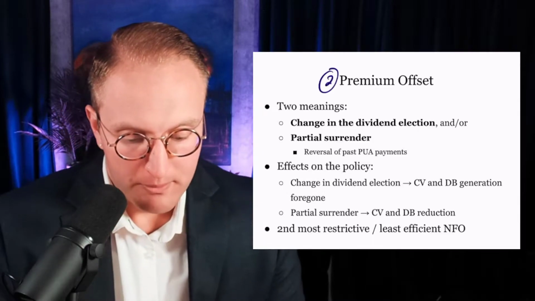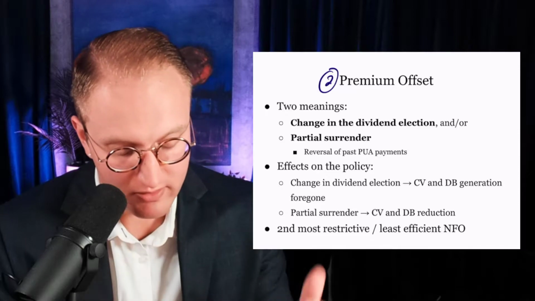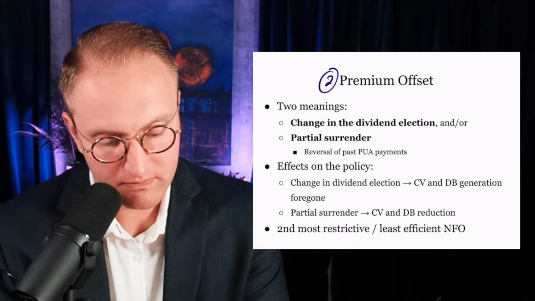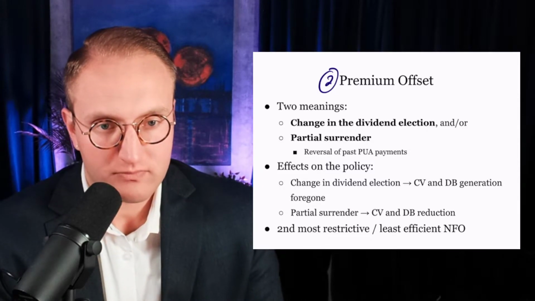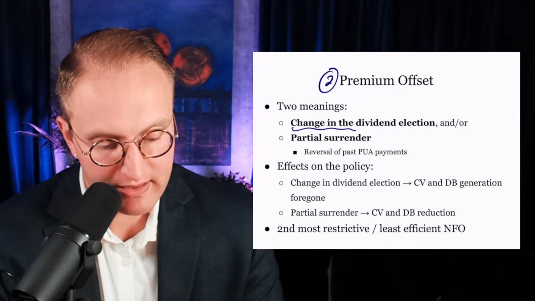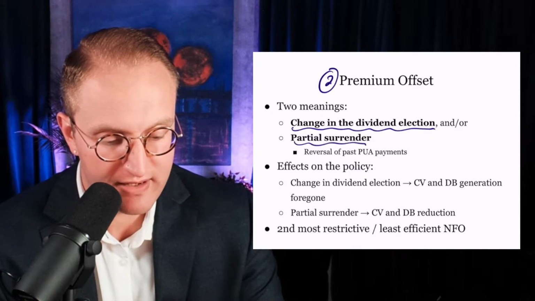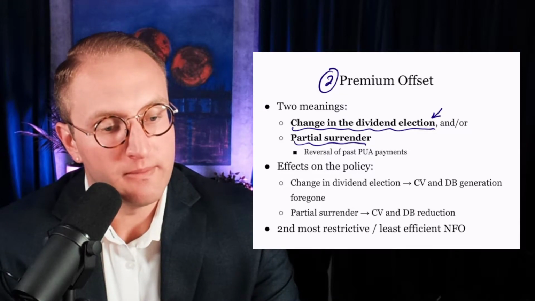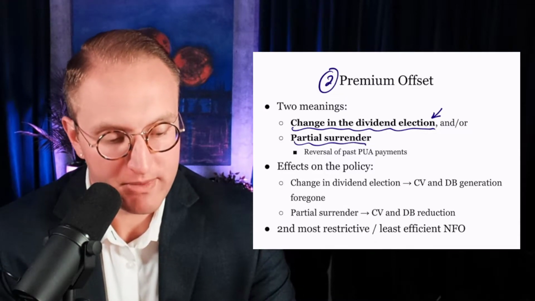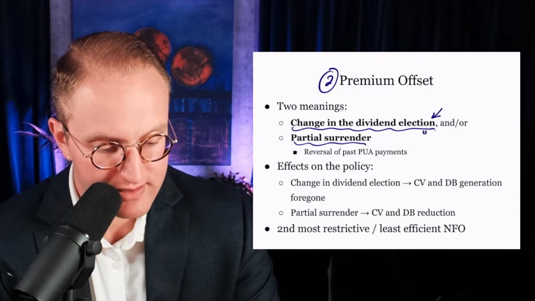Number 2, premium offset. You'll hear this online sometimes, though with less frequency than the RPU. There are typically 2 meanings. The first is a change in the dividend election, and the second is a partial surrender. Okay, so a change in the dividend election. Recall in the policy infrastructure lecture 2, we briefly mentioned dividends. We said that we have dividend allocations.